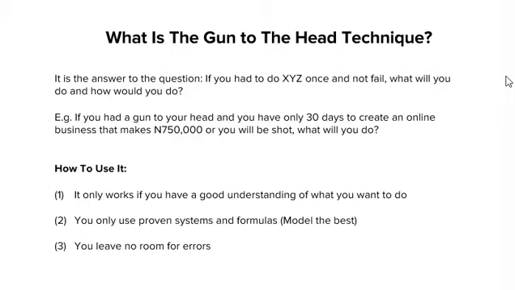The first one is that it only works when you have the knowledge and skills to execute what you want to do. Then number 2, you can only use systems and formulas that are proven, which means you have to model after the best people. Then number 3, you have to leave no room for mistakes and errors.